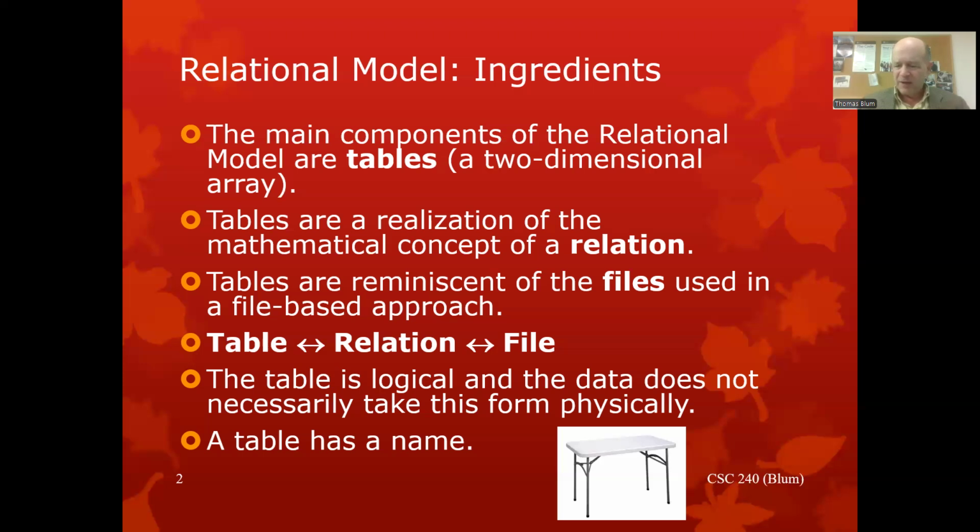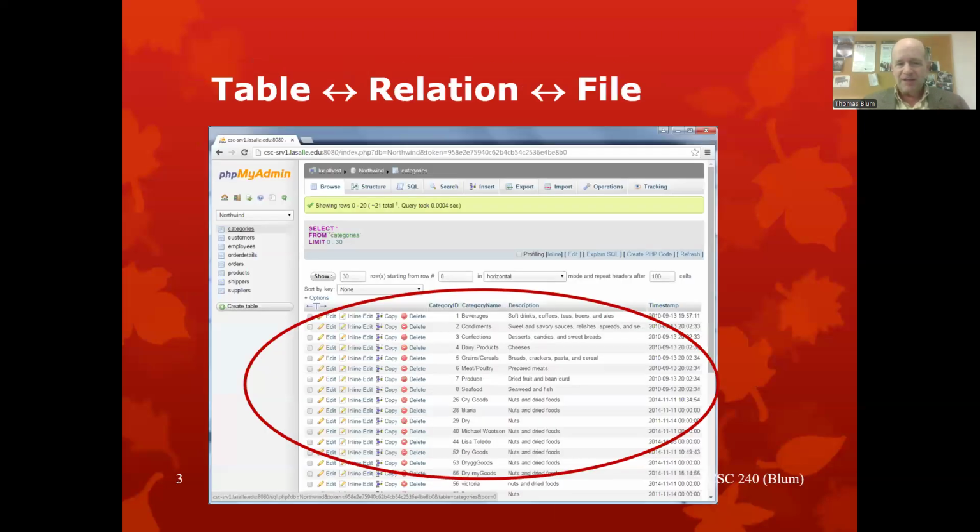One thing that's important is that we're going to have more than one table, so we must be able to distinguish one table from another. So a table must have a name. Here's an example of a table, the category table in the Northwind database. And you can see rows and columns, the constituent components of a table.